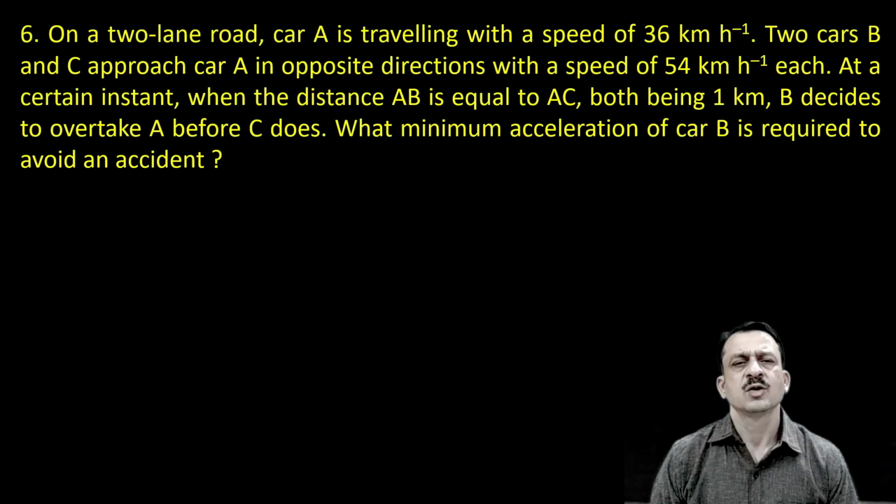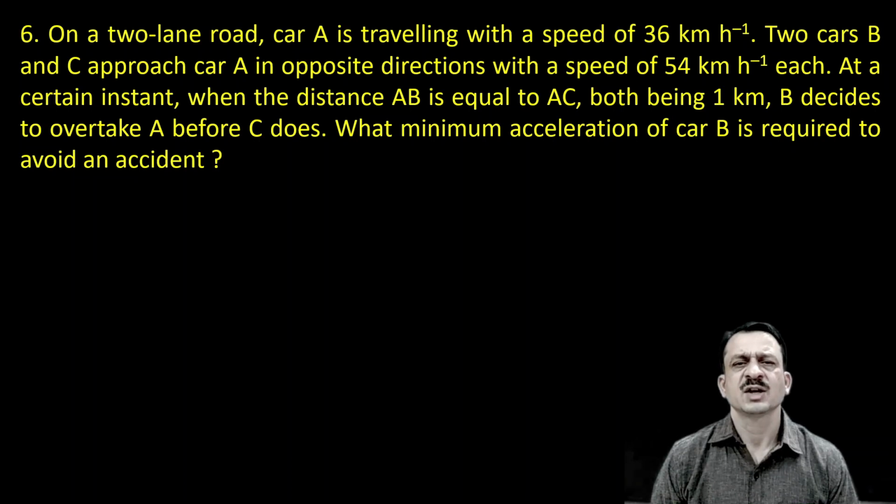On a two-lane road, car A is traveling with a speed of 36 km per hour. Two cars B and C approach car A in opposite directions with a speed of 54 km per hour each. At a certain distance, when the distance AB is equal to AC, which is 1 km, B decides to overtake A. What minimum acceleration of car B is required to avoid an accident?